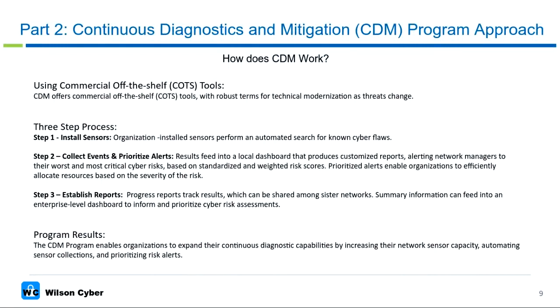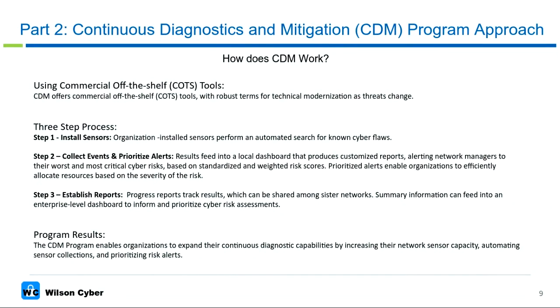There's a three-step process. Number one, install the sensors, which are the tools. The organization installs sensors and performs an automated search for known cyber flaws. And as we said earlier, the cyber flaws are what lead to successful attacks. Then we collect events and prioritize alerts. Results feed into a local report, alerting network managers to their worst and most critical cyber risks based on standardized and weighted risk scores. Prioritized alerts enable organizations to efficiently allocate resources based on the severity of the risk.